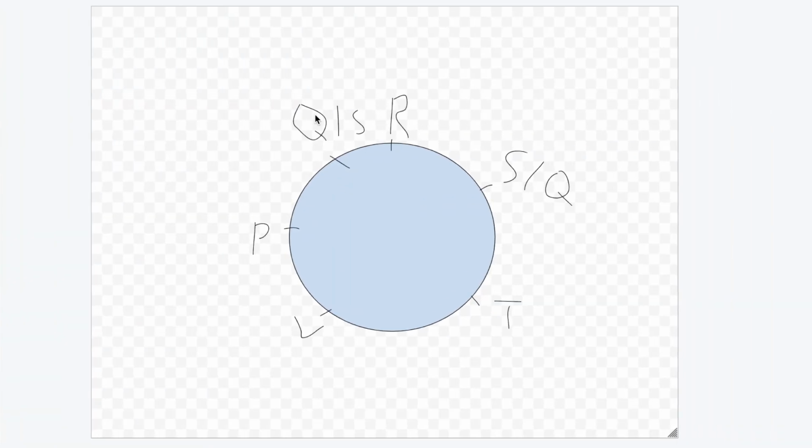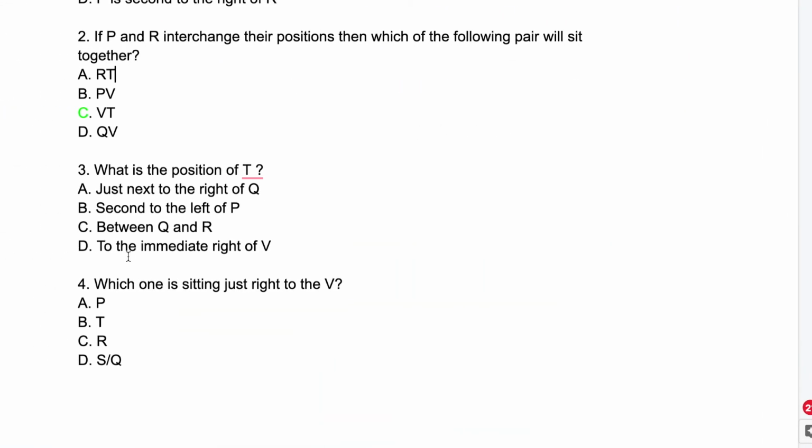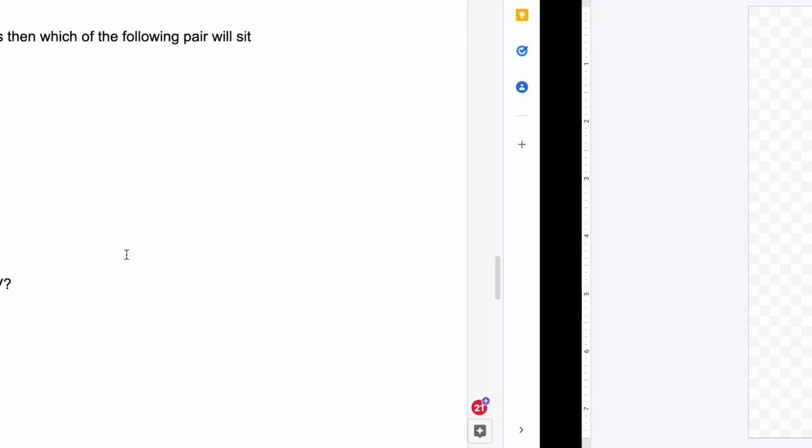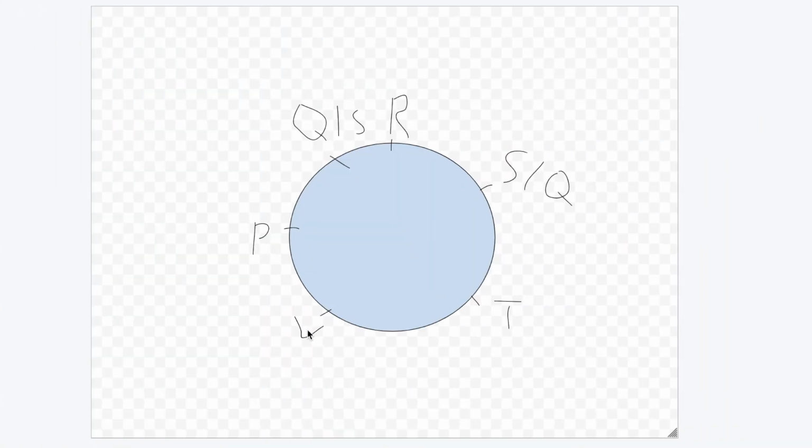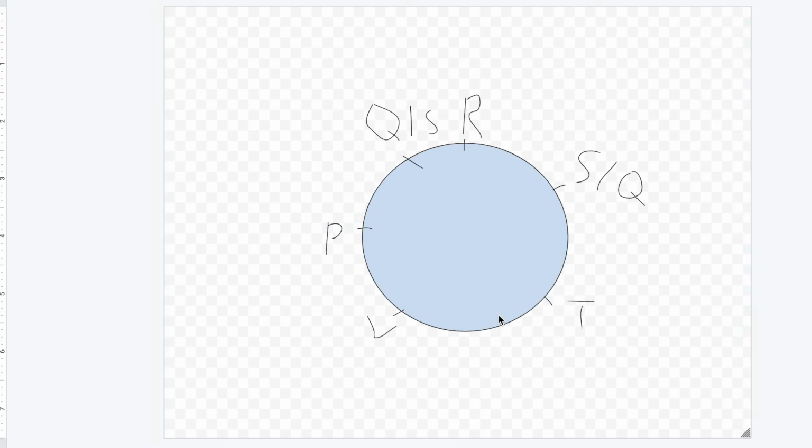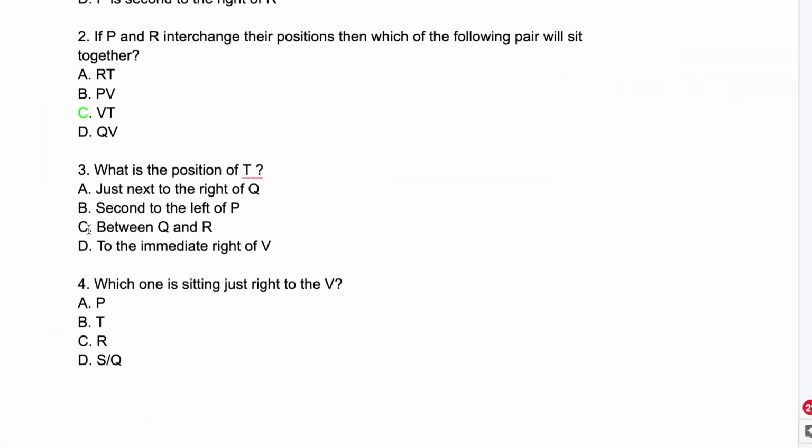C: between Q and R. Q and R, in both ways, are adjacent to each other, which means that it can't be T in the middle. And D: to the immediate right of V. V is here, and the immediate right of V is indeed T. So the answer here is going to be D.